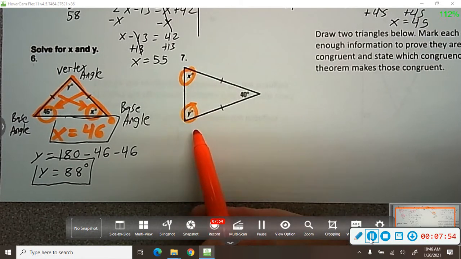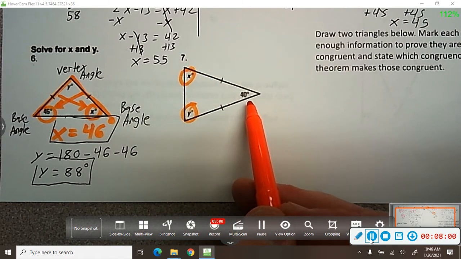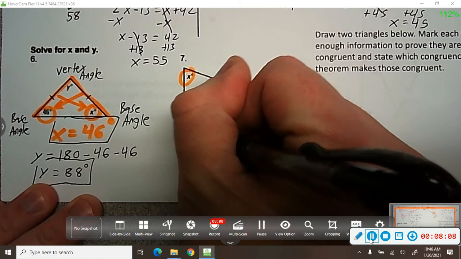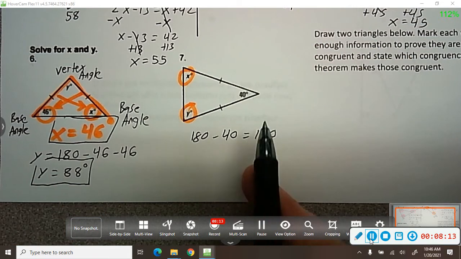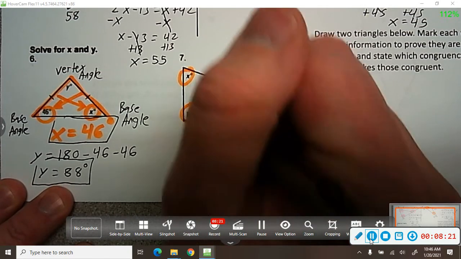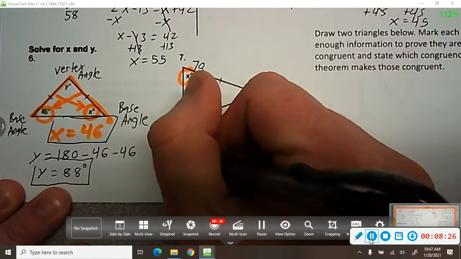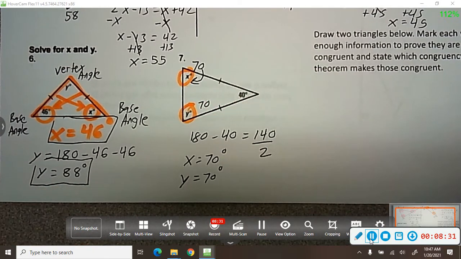So let me think, these have to be the same. But I know this is 40 degrees. But I know all three angles add up to 180. So I could just take 180 minus 40, see what that is. And that's 140 degrees left over. So if I take off 40 degrees, that's 140 degrees left over. These must be the same. So then just divide that by 2, and you get this is 70, and that's 70. So I'd say x is 70, y is 70. And that's it.